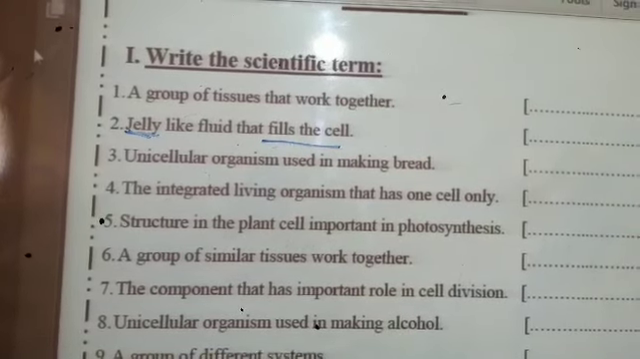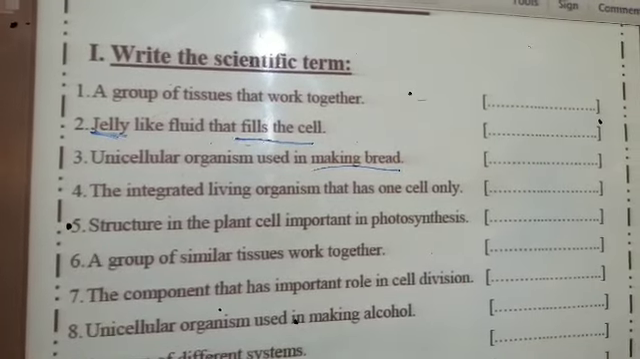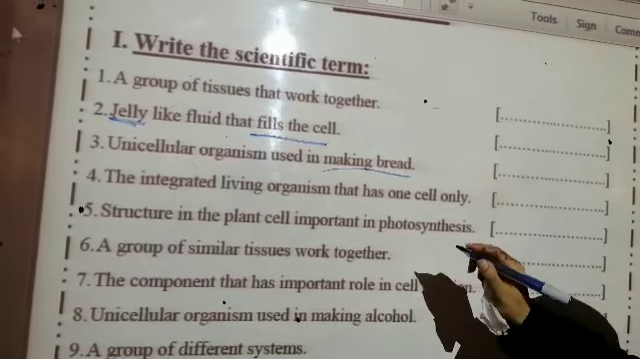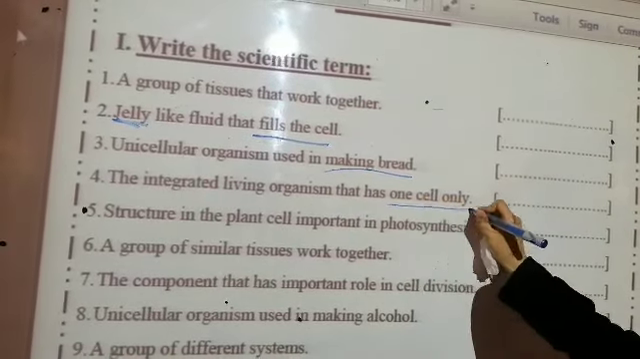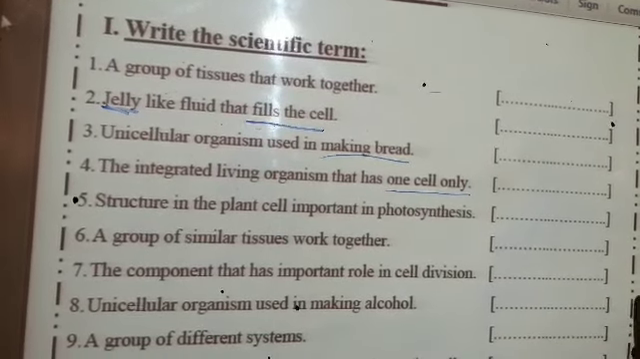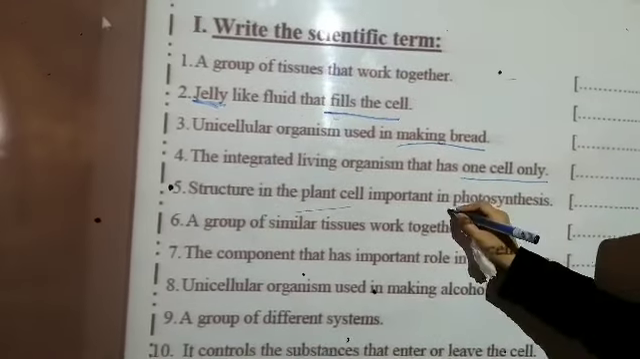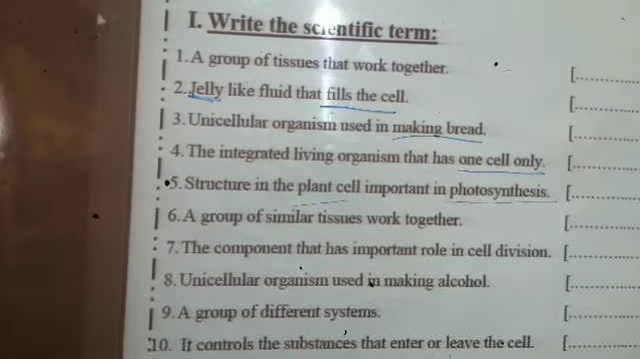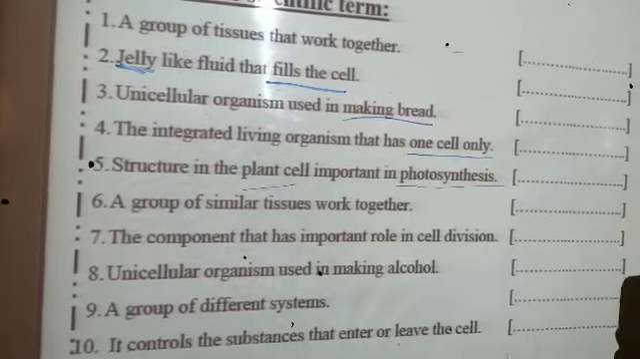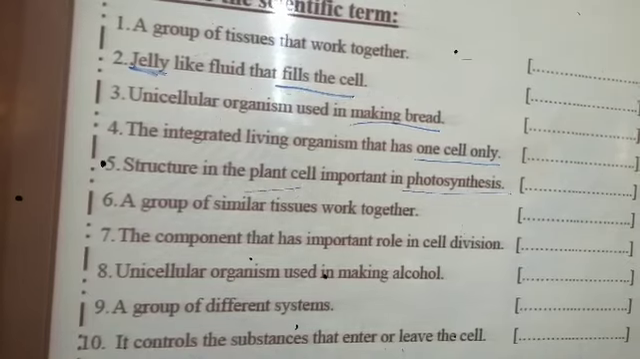Number 3, unicellular organism used in making bread. We use which unicellular to make bread? Number 4, the integrated living organism that has one cell only. Here I have keyword, one cell only. Number 5, structure in the plant cell. It is in the plant cell. Important in photosynthesis, which is structure in the plant cell only, which is responsible for making photosynthesis process. Number 6, a group of similar tissues work together. Tissue and tissue and tissue form which component?